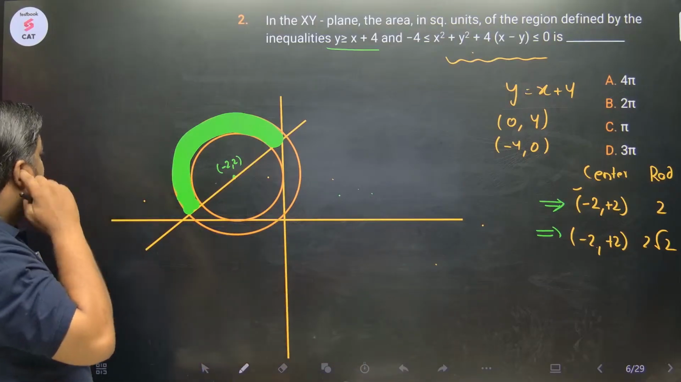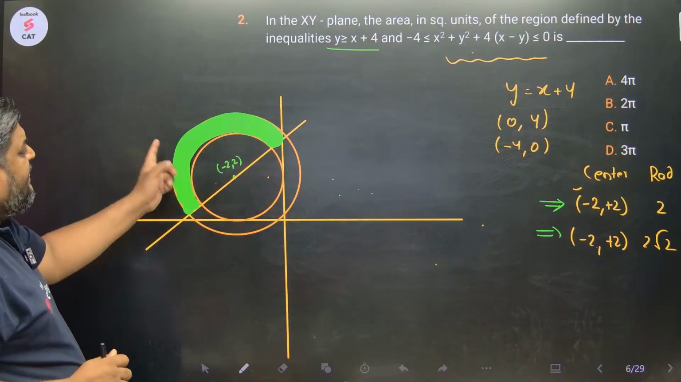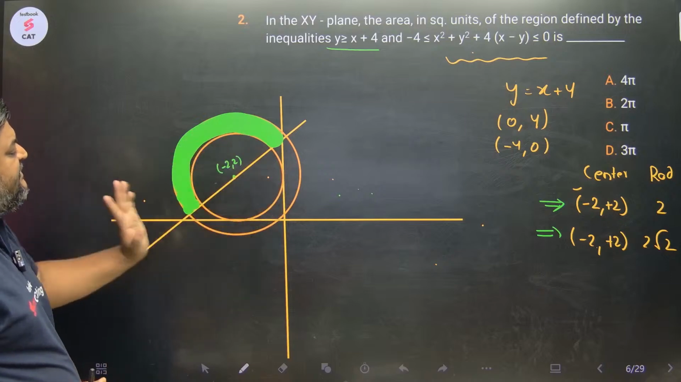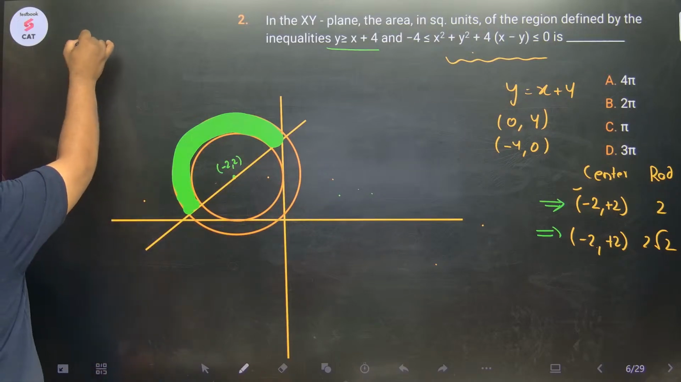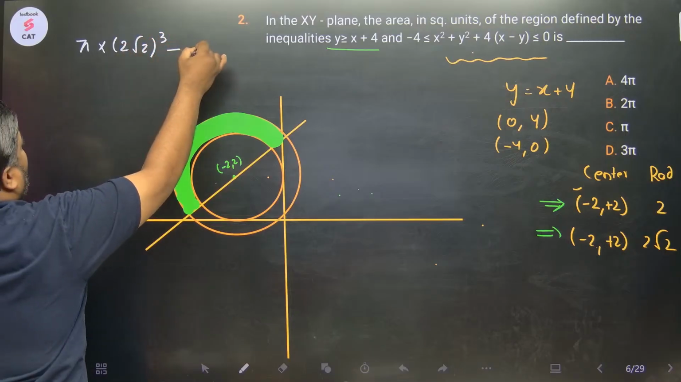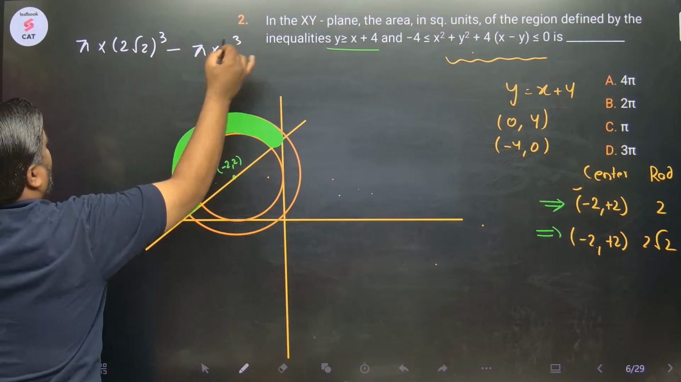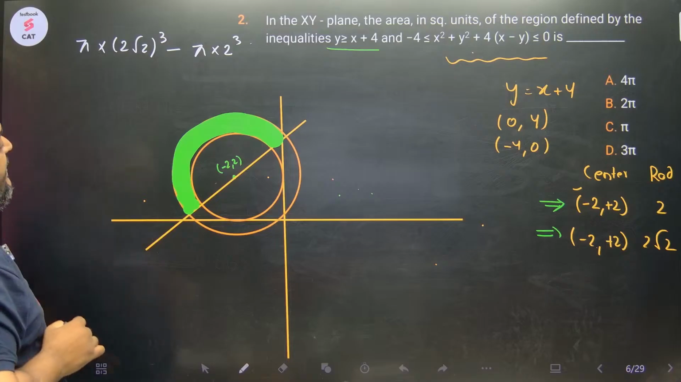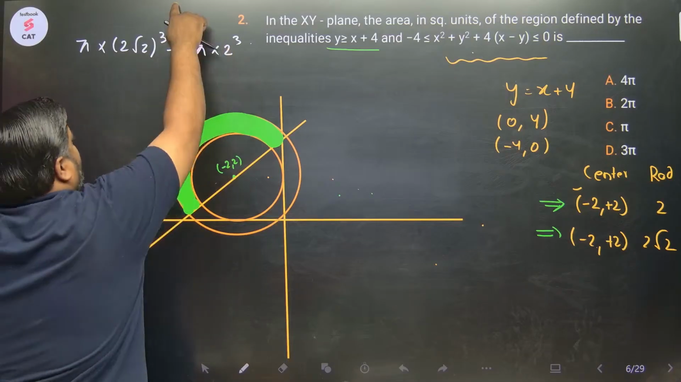So the area of the full ring is the area of the bigger circle minus the area of the smaller circle, which is pi into (2 root 2) cube minus pi into 2 cube. It is pi r square, sorry, pi r square.